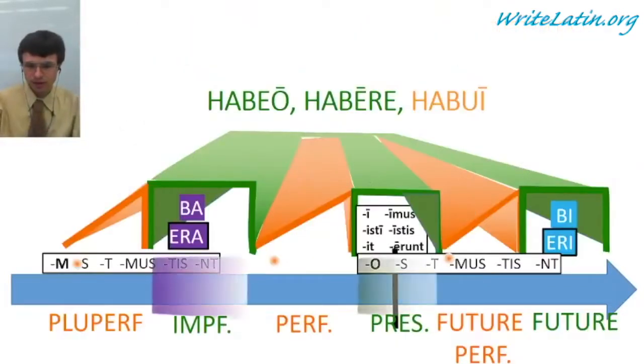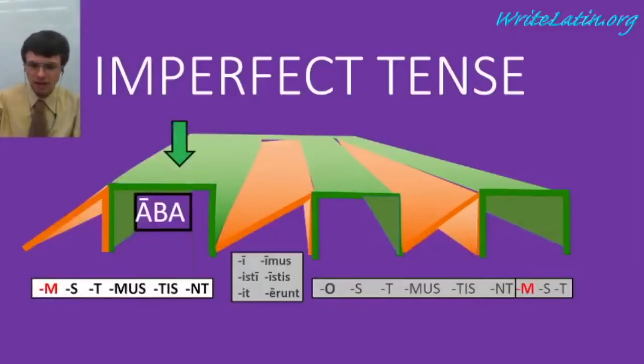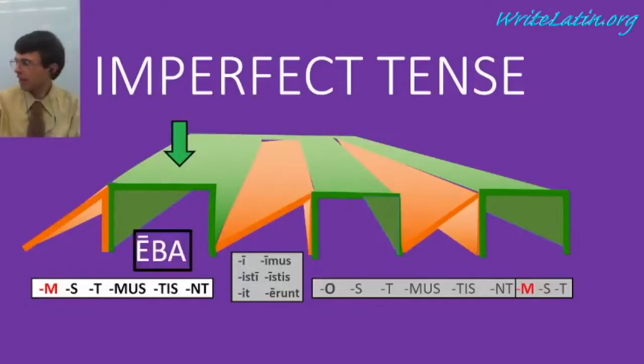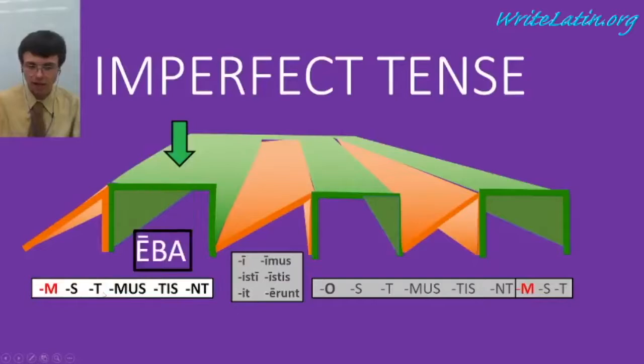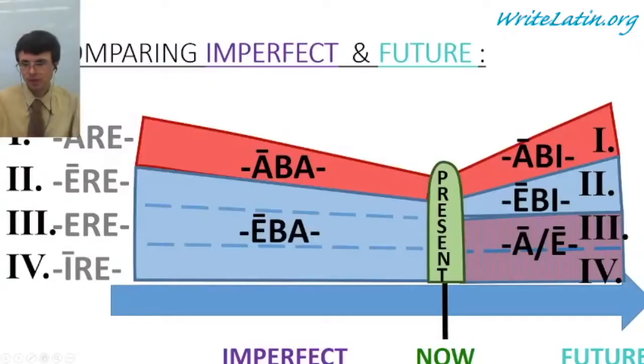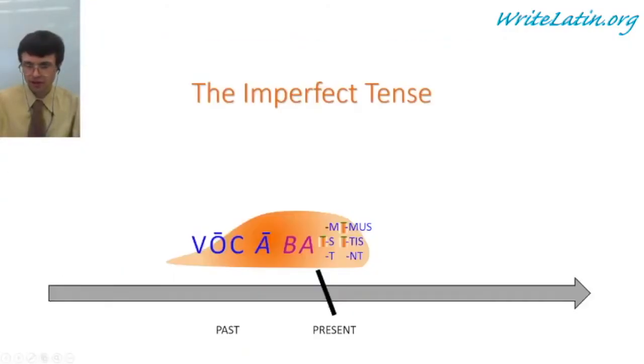So here's the imperfect. And remember, the two signs of the imperfect are ABA and EBA. And then we're going to put below it these endings, M, S, T, MOS, TIS, NT, for I, you, he, she, it, we, y'all, they. Remember, the present was similar. It was O, S, T, MUS, TIS, NT. All right, and we've seen this already.